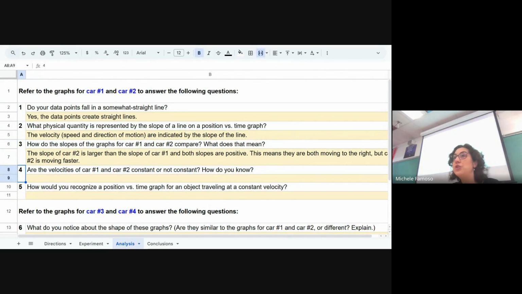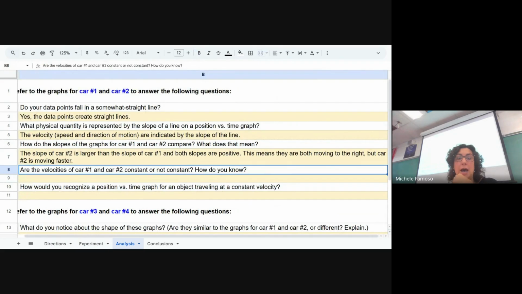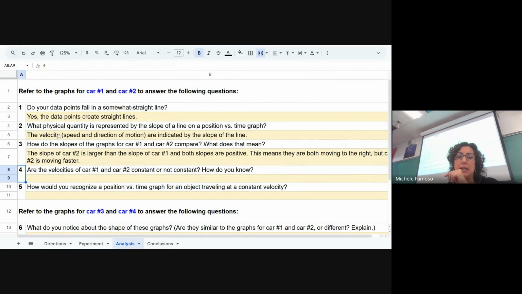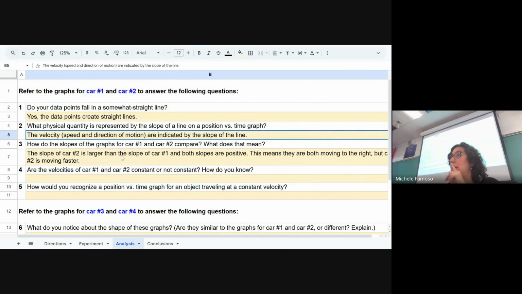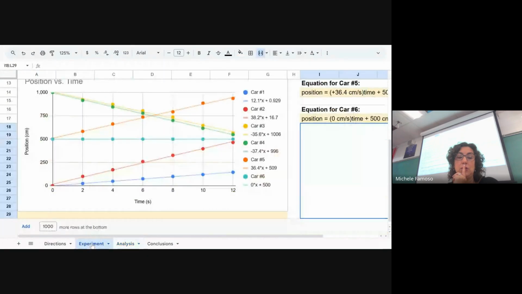Okay, can we go down to question 4 then? Are the velocities for car 1 and car 2 constant or not? And how do we know? Remember how we get velocity. Velocity is the slope of our line. So look at those two graphs, car 1 and car 2. Are the slopes the same everywhere? Is the slope of car 1 the same from 0 to 6 seconds compared to 6 to 12 seconds? How about car 2, 0 to 6, 6 to 12?